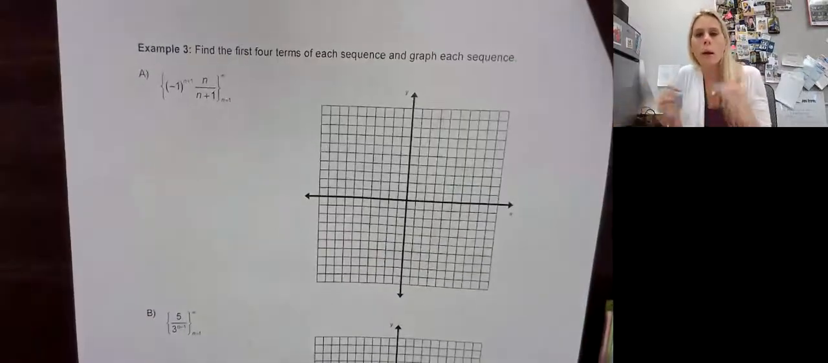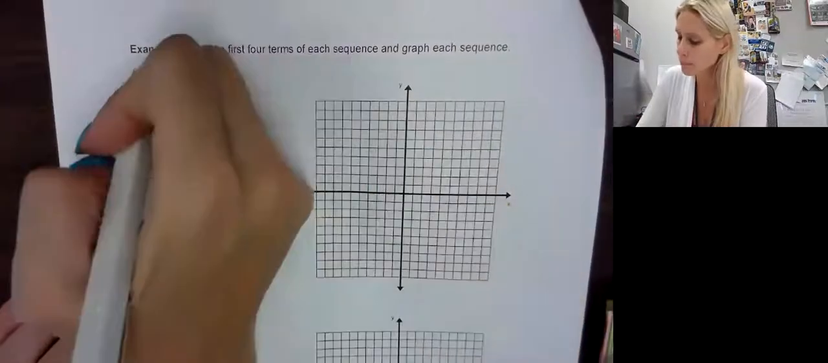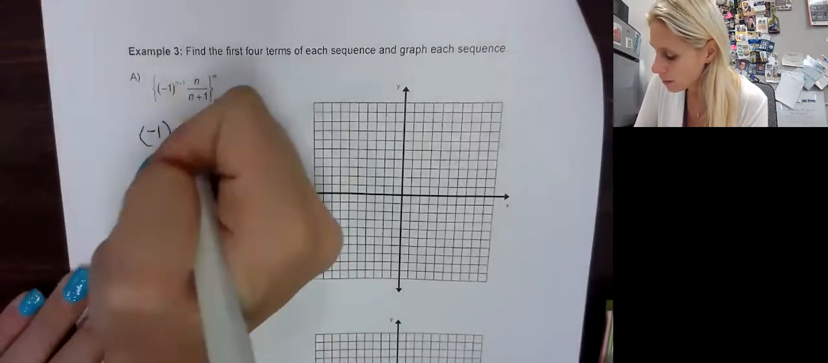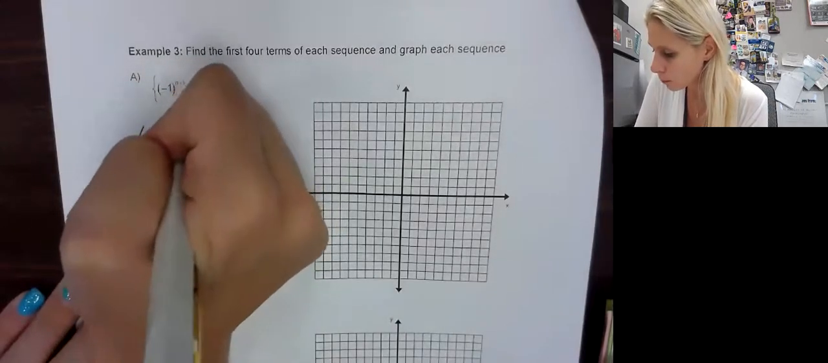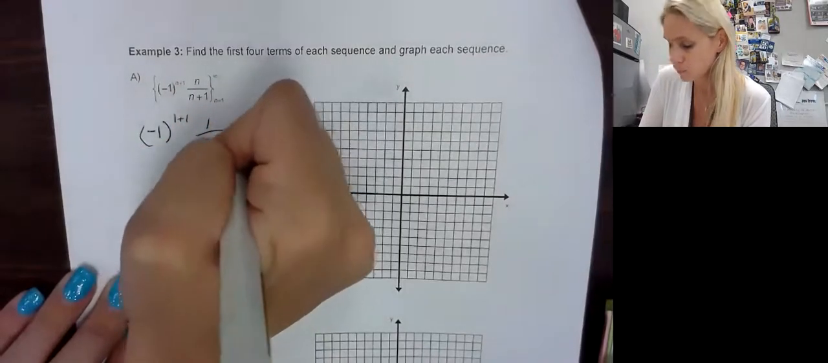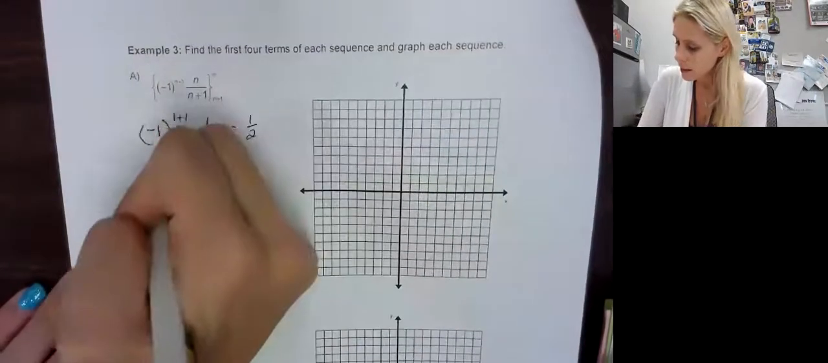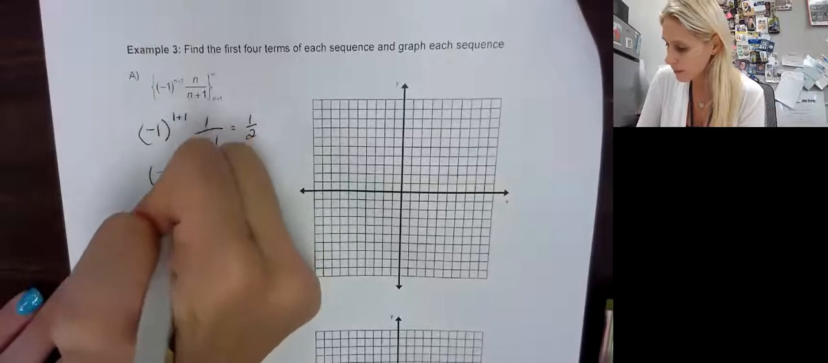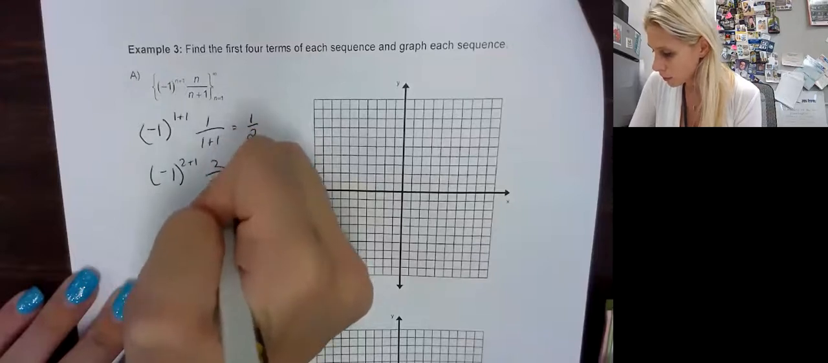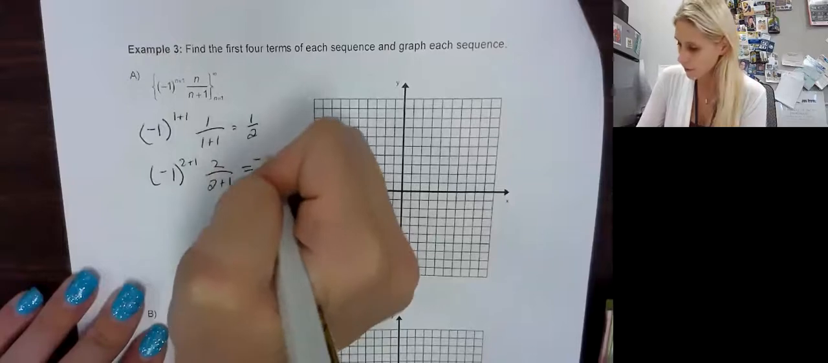Let's worry about plugging in. This goes on forever, but we're finding the first 4 terms. So the first one, I would have -1, plug in my 1 for n, so 1 over 1 plus 1. When I calculate this out, I get 1/2. Okay, let's do the next one. 2 over 2 plus 1. Well, that gives us a -2/3.